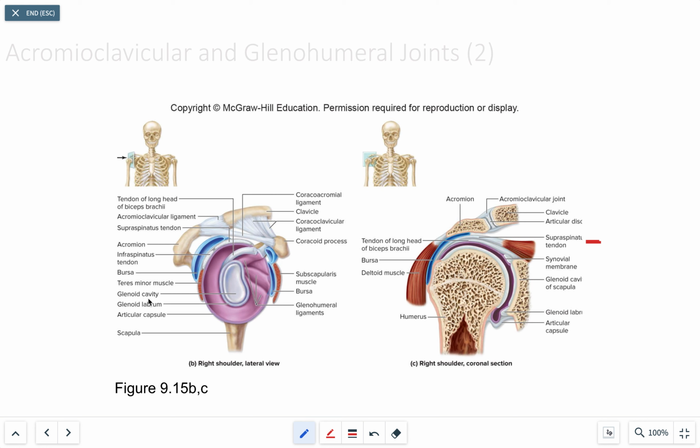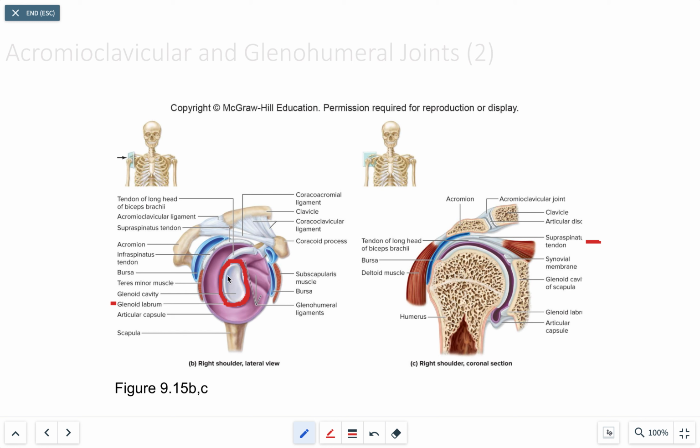Another important aspect to point out is how the humeral head is going to sit inside of the glenoid fossa, which is located on the scapula. So it has a glenoid labrum, and I usually refer to this as kind of a suction cup. And this glenoid labrum is going to go around the outer surfaces of the glenoid cavity.